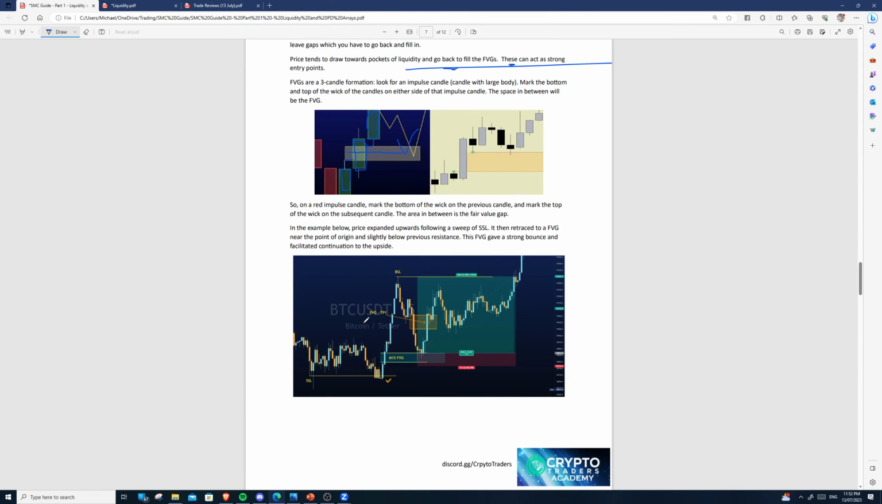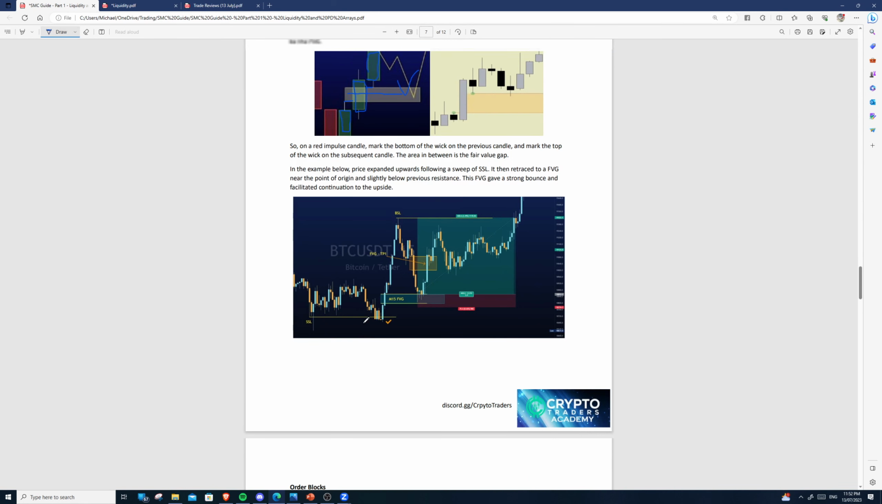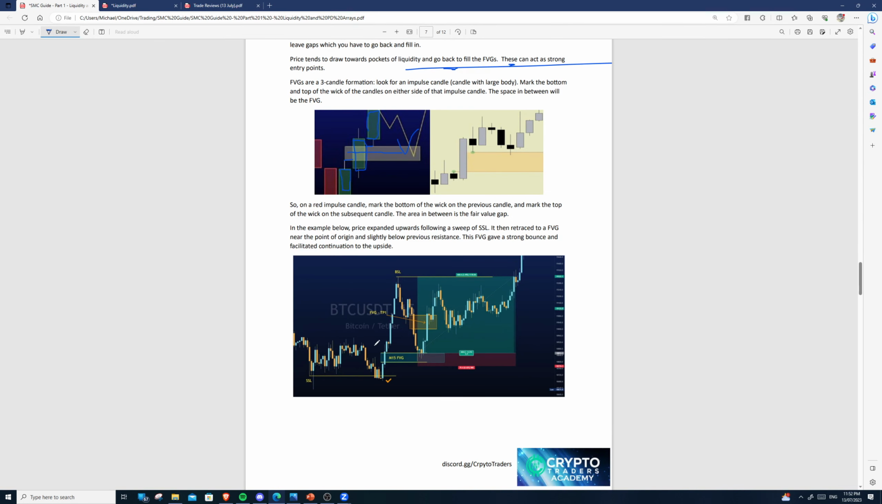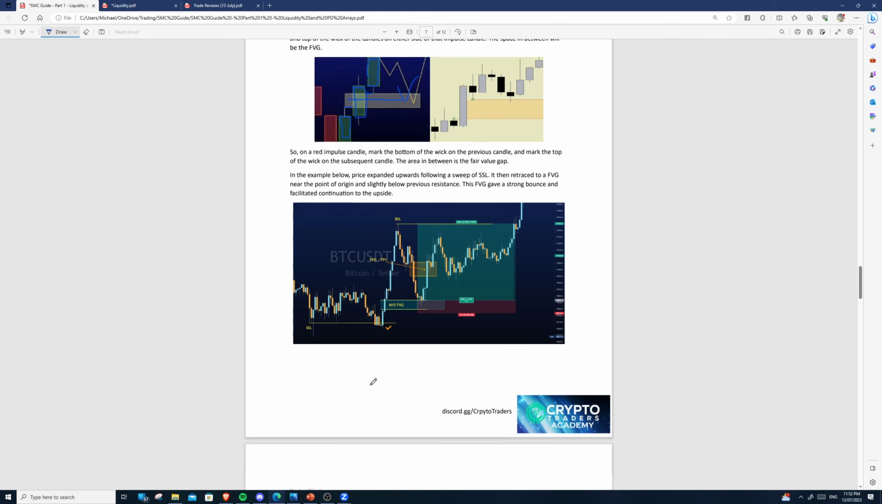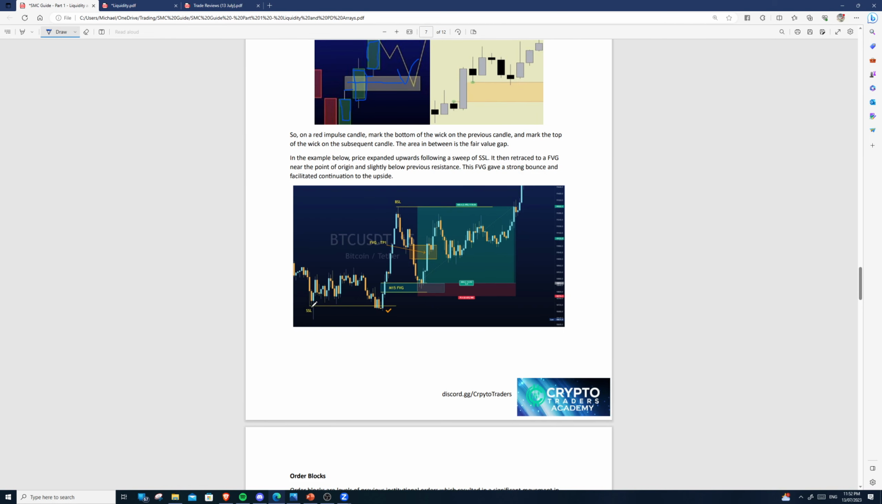Alright, so how exactly do we use fair value gaps for trade entries? I discussed fair value gaps being used as a tool for chart analysis, but we can also use them as a way for trade entries. So consider the trade setup here. We have a sweep of the sell side liquidity, followed by an expansion upwards that breaks the structure, right?